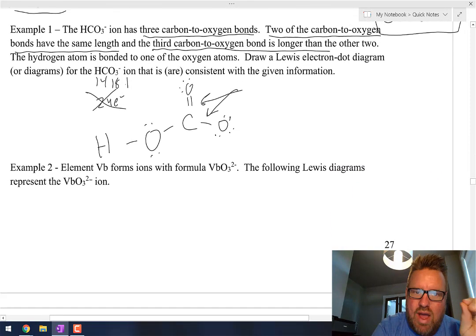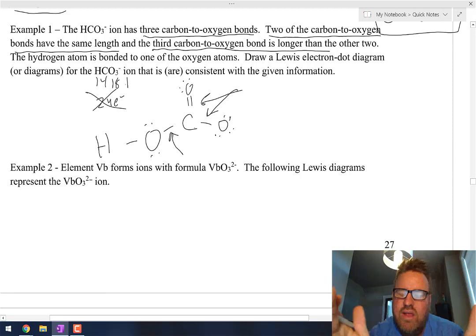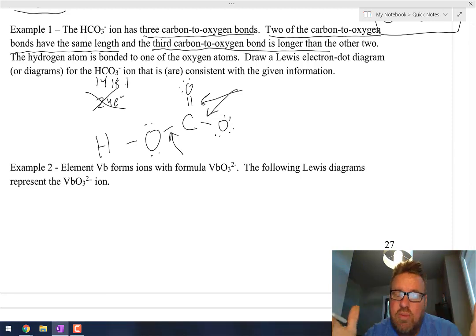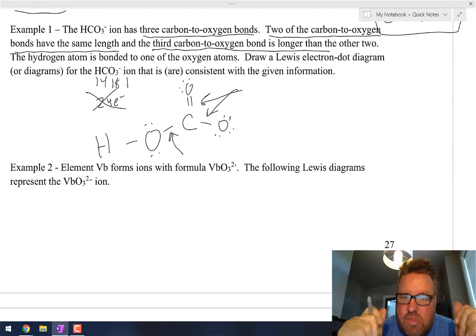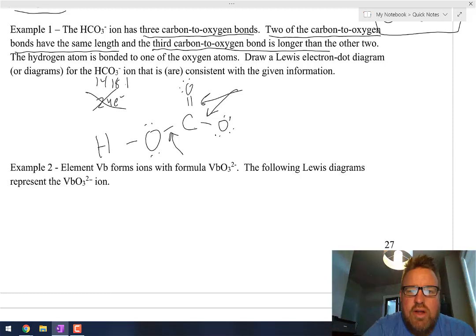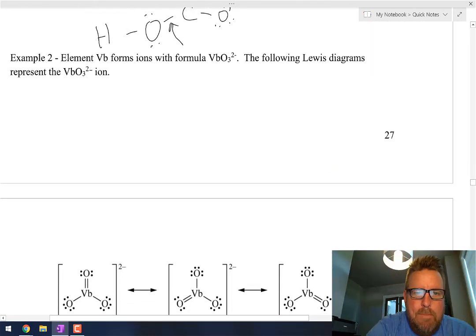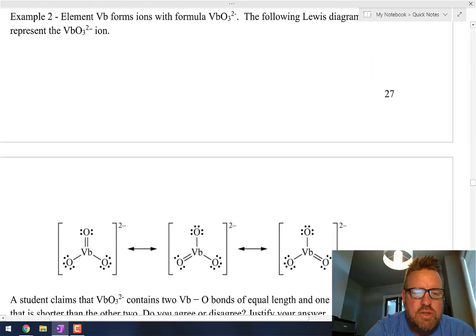So that's why this bond here is longer than the other 2, because that's a single bond and the other bonds are like bonds and a halves, which again, what's going to be longer, a single bond or a bond and a half that's closer to being a double bond? Of course, it has to be the single bond is going to be longer. Okay? All right, so example 2.